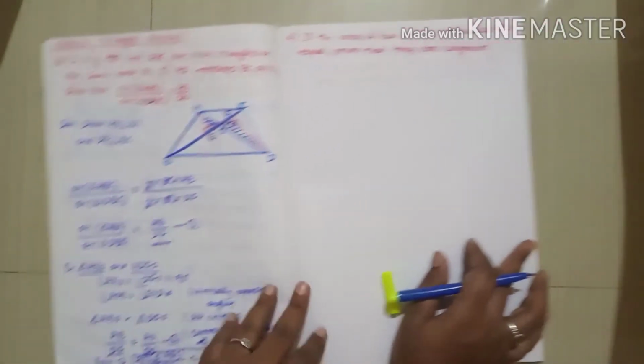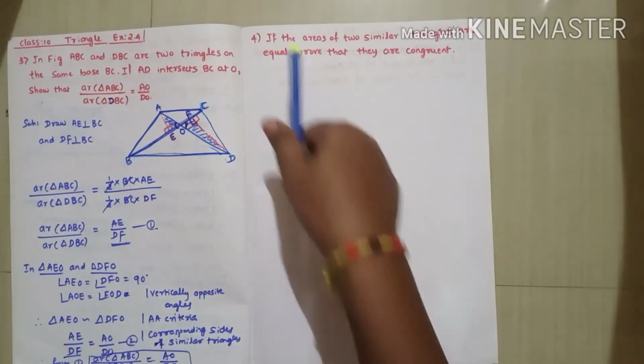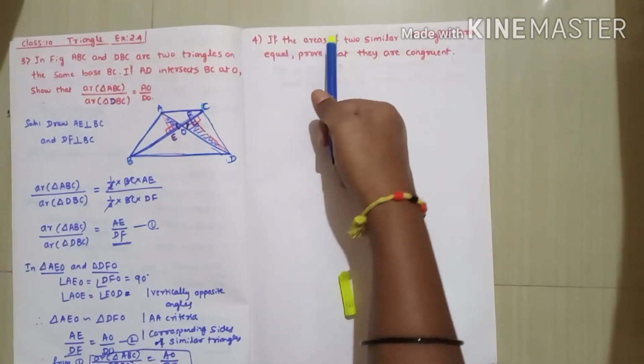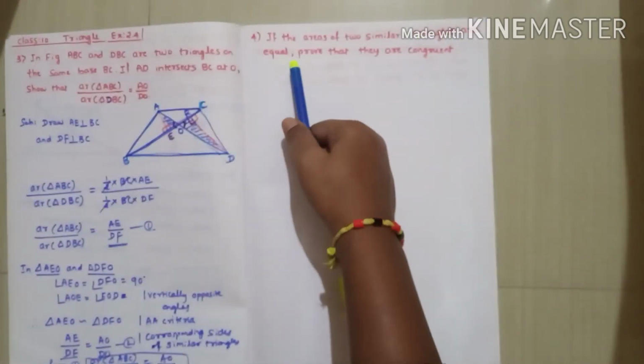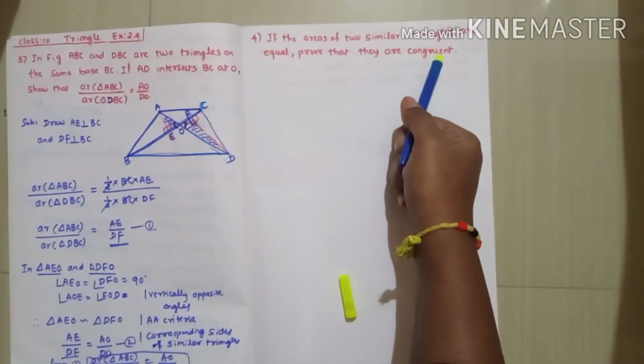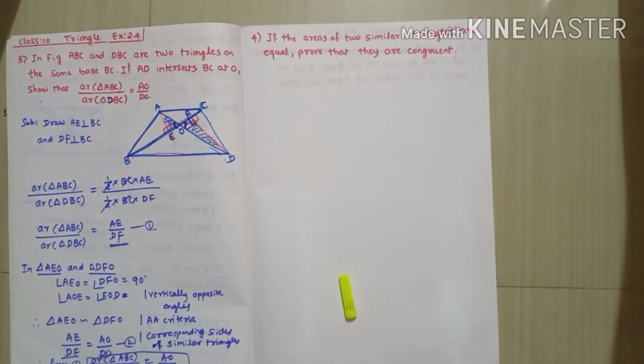Then we'll see the fourth sum now. Fourth sum, what they have given, we'll see. If the areas of two similar triangles are equal, prove that they are congruent. Here they are saying two similar triangles are having the same areas. If the areas of two similar triangles are equal, both the triangles are having the same areas, then they are congruent, we want to prove here.